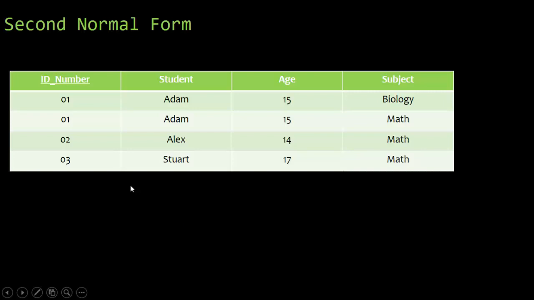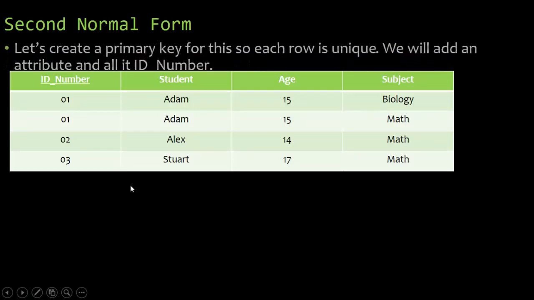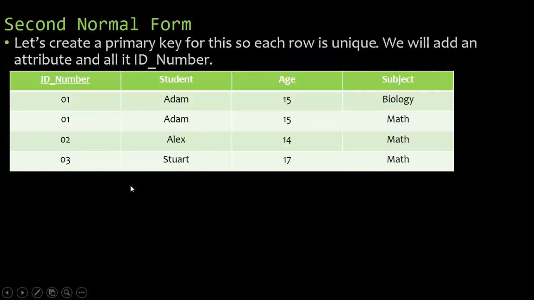So second normal form. So here's what we have. Let's create a primary key so each row is unique because we had atoms. So we're just going to tack on a column and we're going to call it ID number, and that's going to be our attribute name. Now, it could have been student number, it could have been ID. It's really up to you as long as it's going to be a unique value. I can't use student name, I can't use the age, I can't use the subject. Those aren't even up for debate because we're going to have repeating data there. That's not going to make it unique.